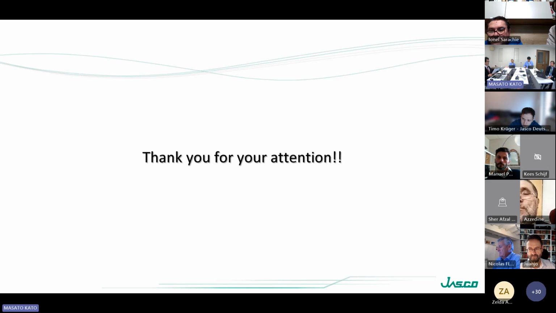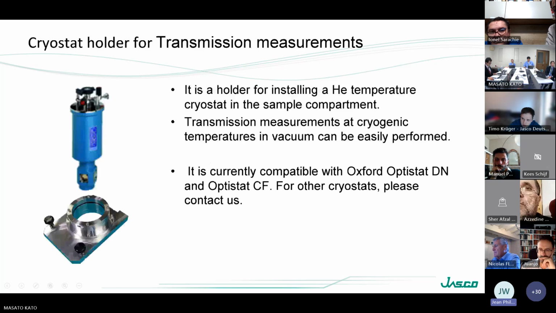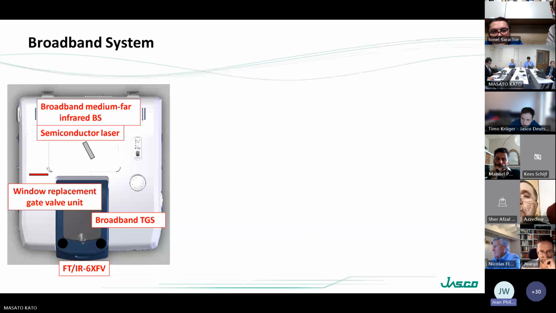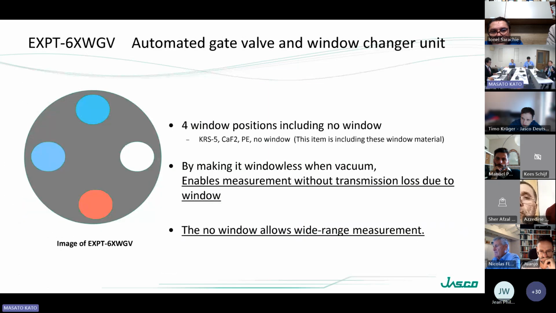Could you detail the gate valve system? Because in the presentation, it seems there is no window in standard, and I think it's not clear for me. Thank you.